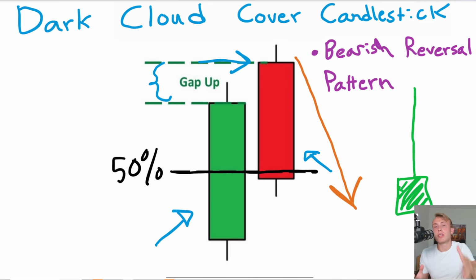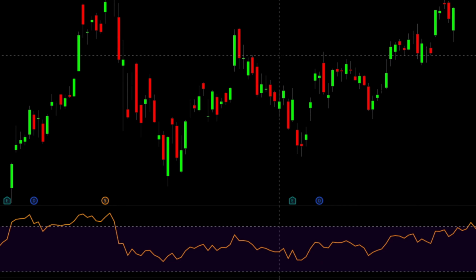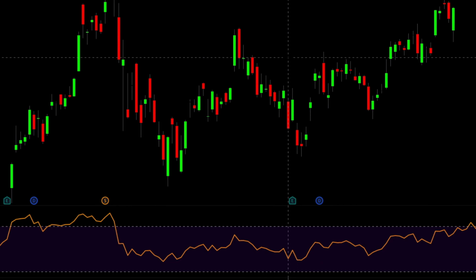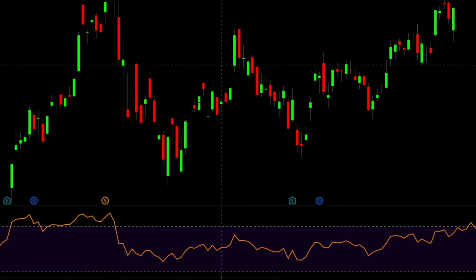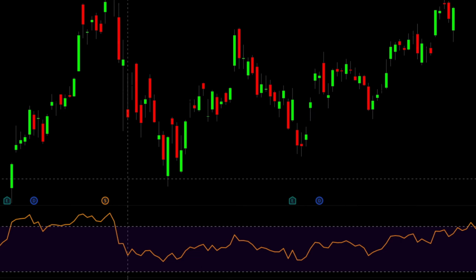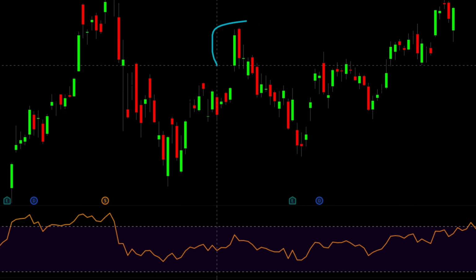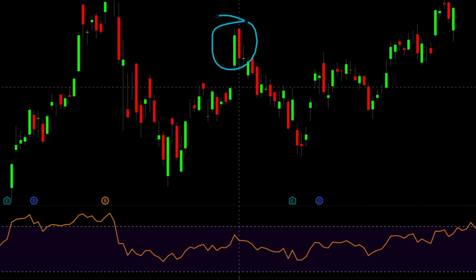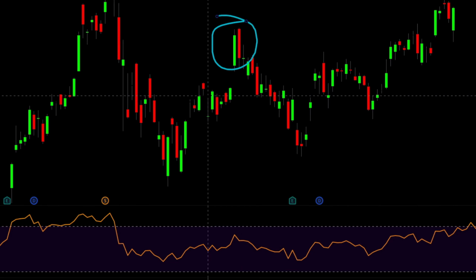Now I think we're ready to take a look at a real life example. All right, so right now we are looking at the Apple stock, and we are on a daily time frame. So every candlestick on this chart represents 1 day. And can you spot the dark cloud cover on this chart? Well, right here, you can actually see a dark cloud cover. Why is this a dark cloud cover?